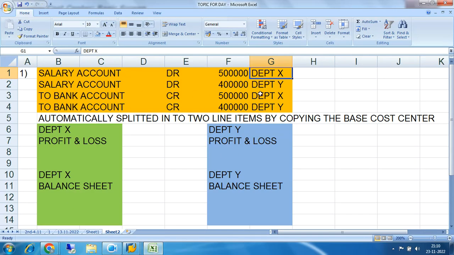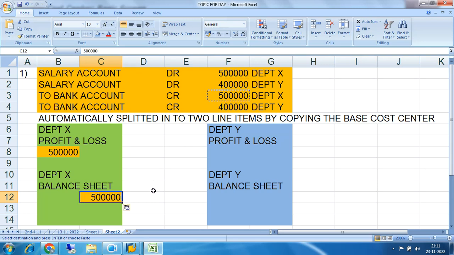So, if the line item is split, what happens? Here I will put this 5 lakhs on the debit side, right? Similarly, in the balance sheet on the credit side, I will put this 5 lakhs.